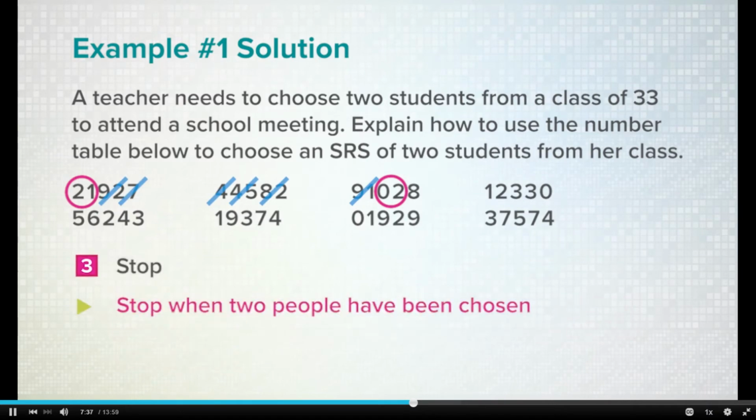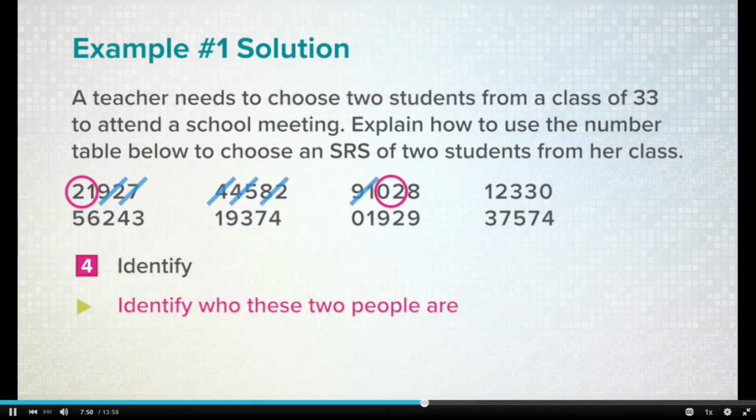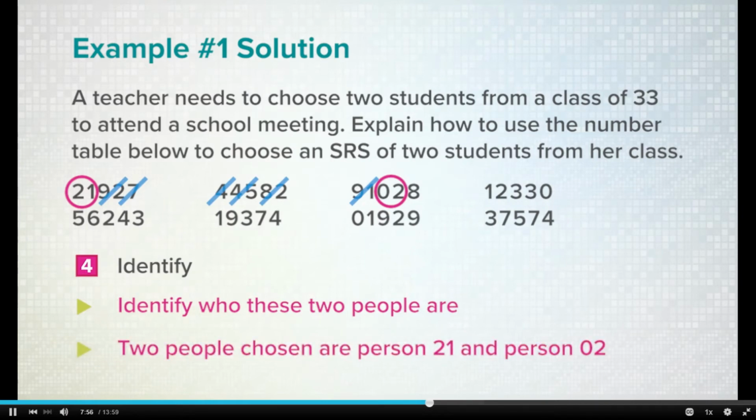The third step is stop. Once I've chosen these 2 people, I stop because the question says to stop after 2 people are chosen. The fourth step is identify. I need to identify who these 2 people are. So I say the 2 people chosen are person 21 and person 02.